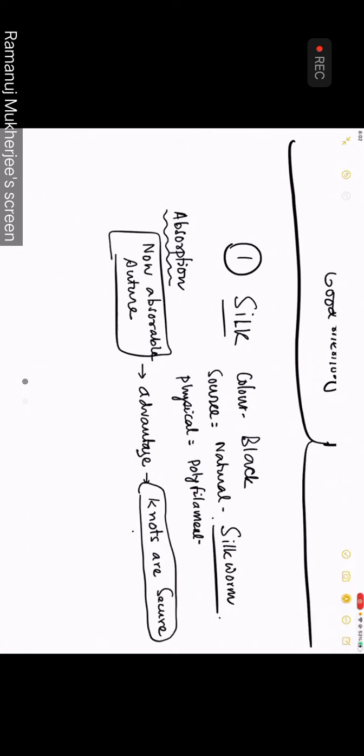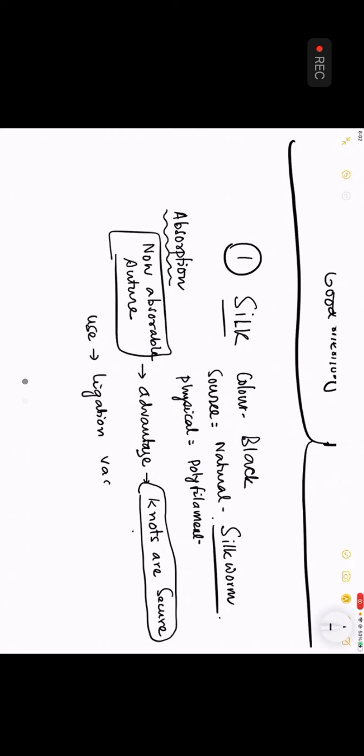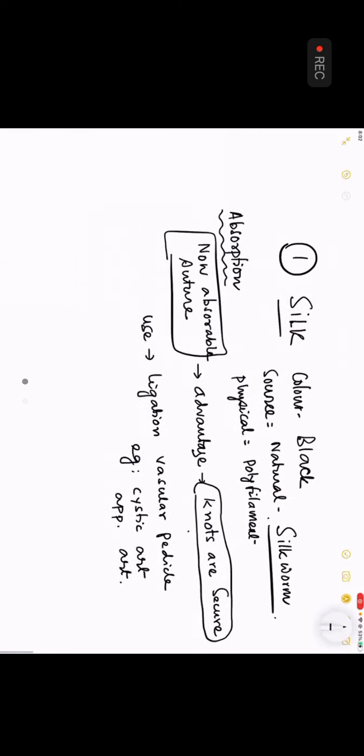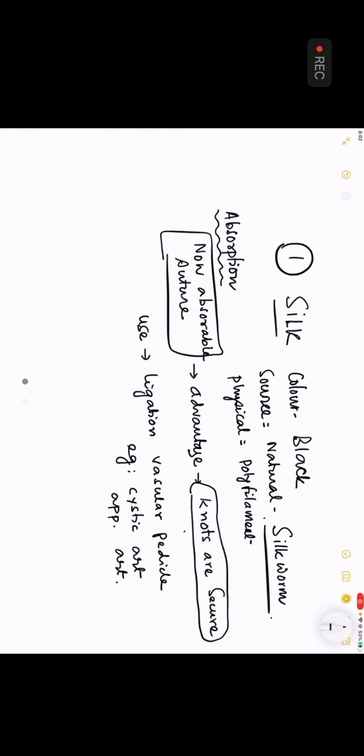Please remember this. The use of silk is in ligating a vascular pedicle. Example, the cystic artery. Example, the appendicular artery. Please tell me when you have completed writing. Done? Yes, sir.